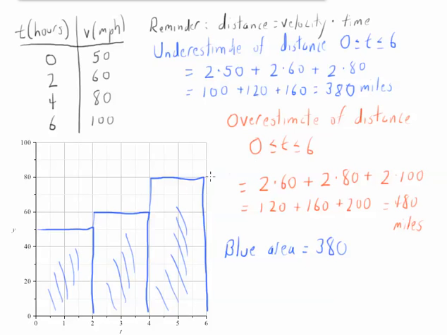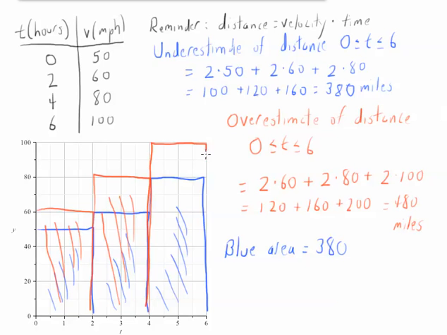But we can do the same thing with the overestimate. We can say for the first 2 hours we were really going 60 miles an hour. And then for the next 2 hours we were really going 80 miles an hour. And then for the last 2 hours we were going 100 miles an hour. And the red area is equal to 480.